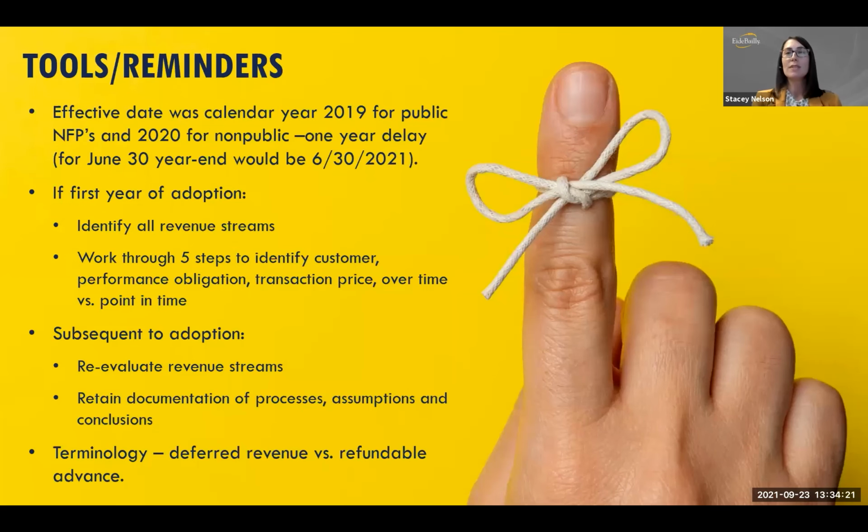So just some tools and reminders. The effective date for calendar year entities that were public nonprofits was 2019. If you were a non-public entity, you had until 2020 to implement. However, there was ASU 2020-05 that added a 1-year delay. So if you are an off year end, such as a June 30 year end, you may have had until June 30th, 2021 to implement 606.